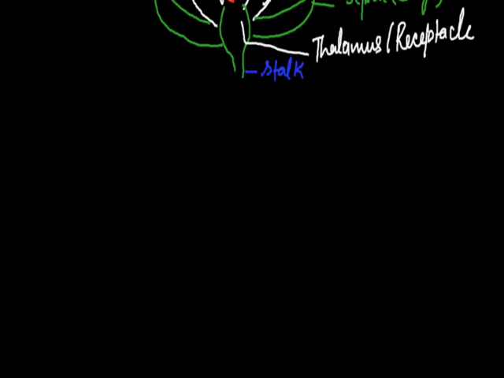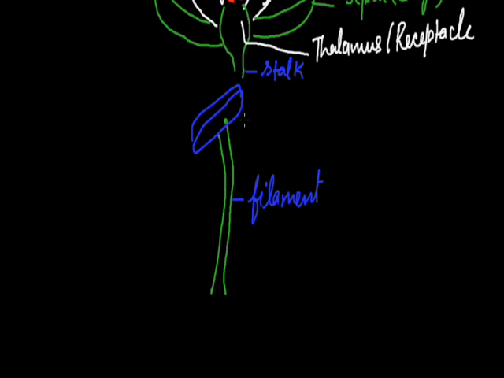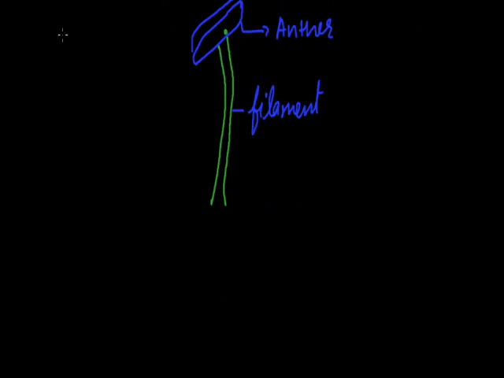So now we will draw a diagram of the stamen. This is a diagram of the stamen. The stamen consists of two parts. This tubular part is called the filament, and this part is called the anther lobe. The anther contains many pollen grains inside it.